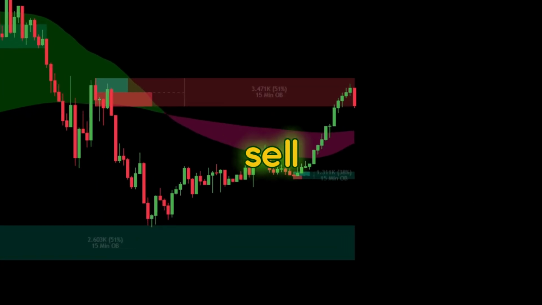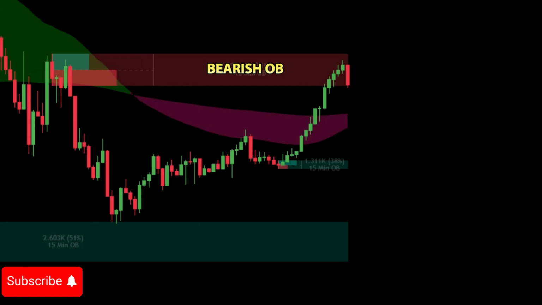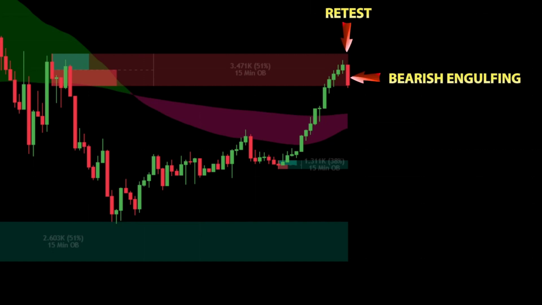How to place a sell order. If a bearish volumetric order block has formed, your main focus is to find the best point to place a sell order. Wait until the price candlestick retests the bearish volumetric order block area. After the retest occurs, wait for a bearish engulfing candlestick pattern to appear.